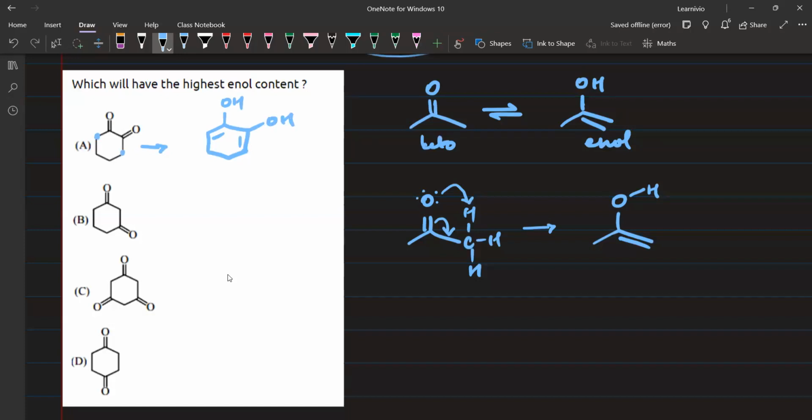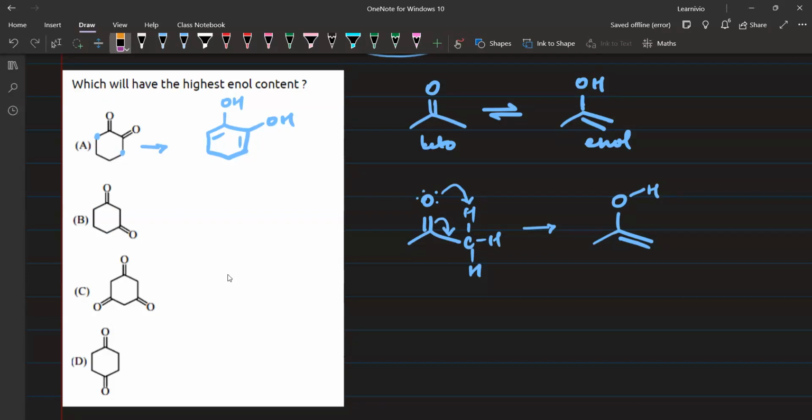This will be converted to OH. And similarly, here you can see that the enol form can be from this carbon atom and this carbon atom, or from this carbon atom and this carbon atom. So there are multiple enol forms that can be formed. Make them and see. Fine. Similarly, for C and for D.